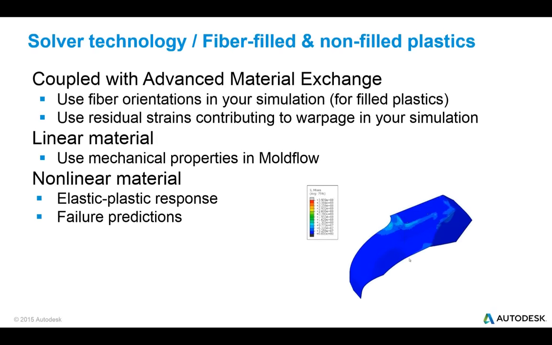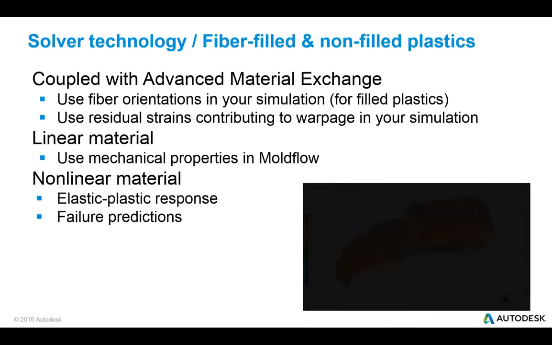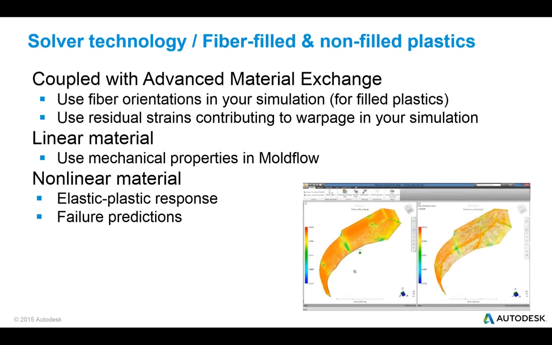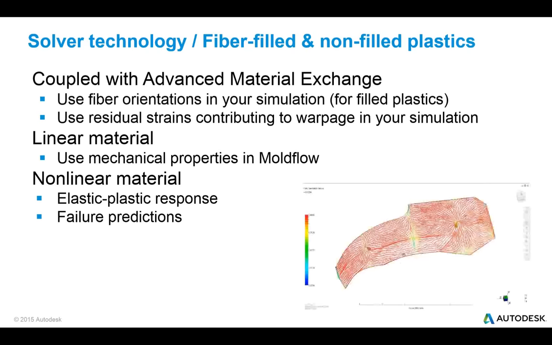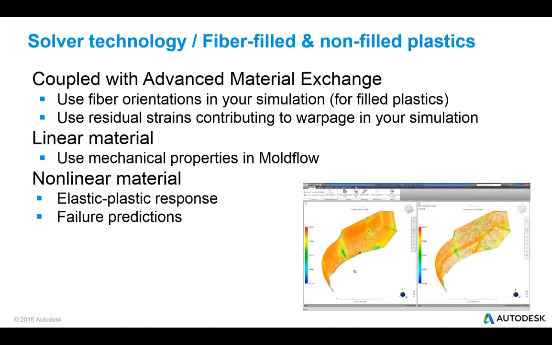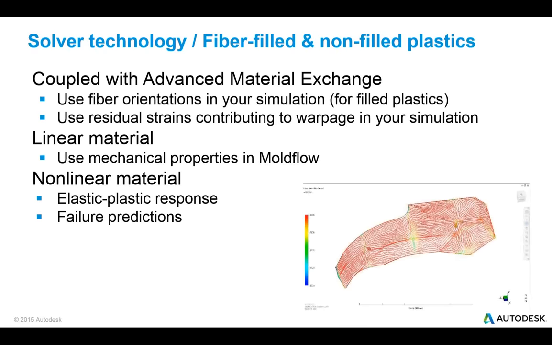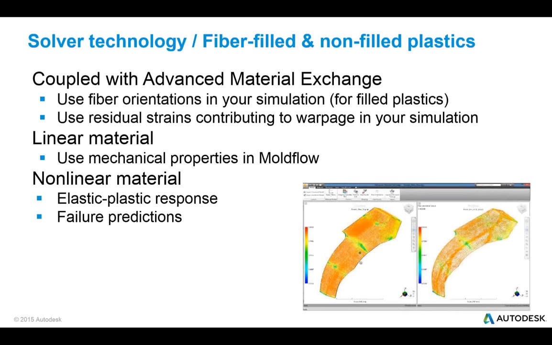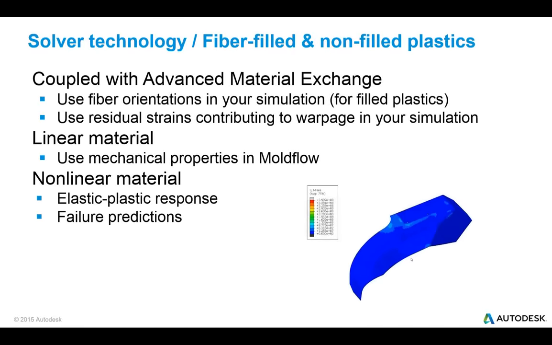Again, we can run a linear material, so we can take those properties over from mold flow and apply them to the structural analysis. You're obviously going to be missing out on any plasticity and rupture at this point, but it can help you understand the stiffness in the elastic regime of your material. And finally, nonlinear material responses. We can handle elastic plastic, it's directionally dependent, and we can handle failure predictions or rupture of the matrix constituent of those fiber-filled materials.